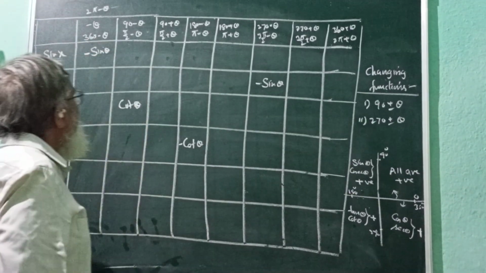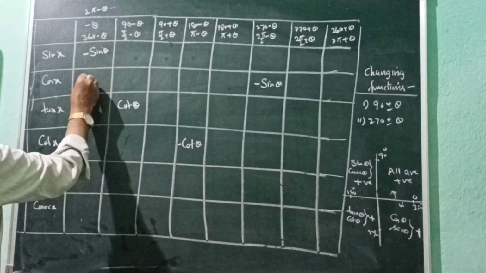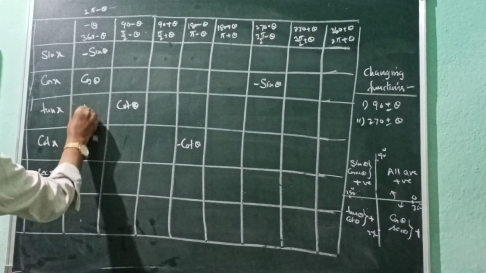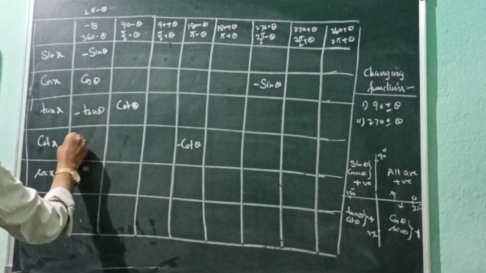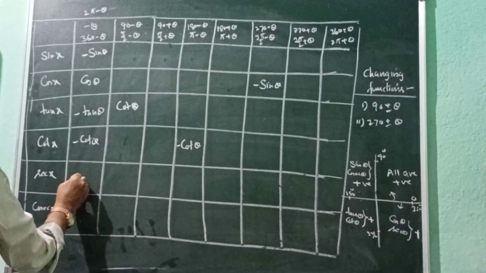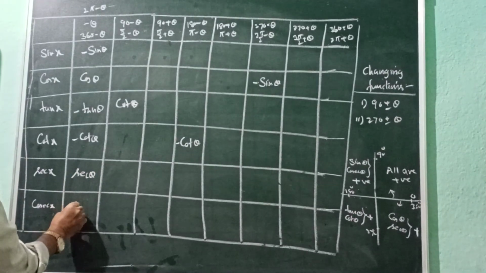See here, it is sine of minus theta. Sine is minus sine theta. Cos is plus cos theta, and tan is minus tan theta. Cot is minus cot theta. Sec is plus sec theta, and it is minus cosec theta.